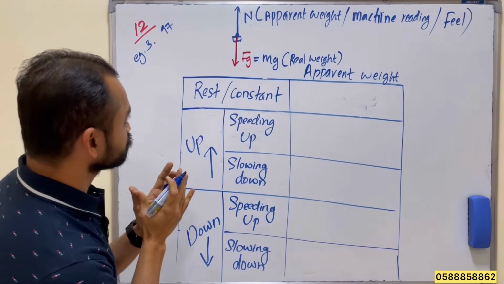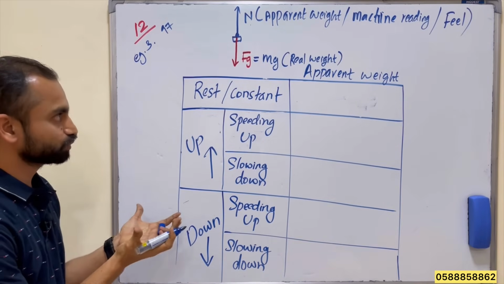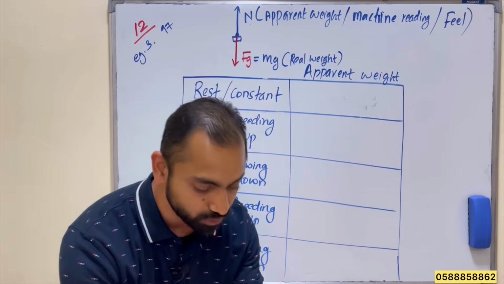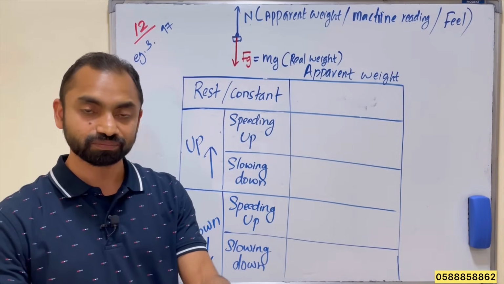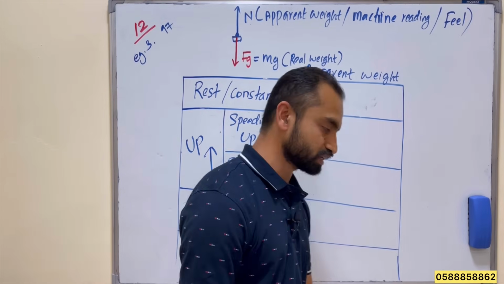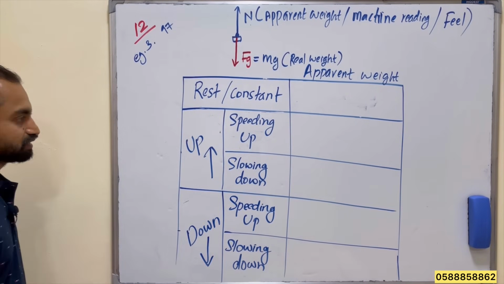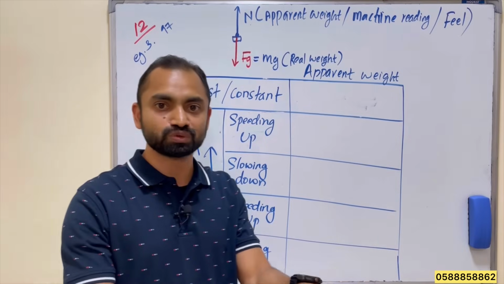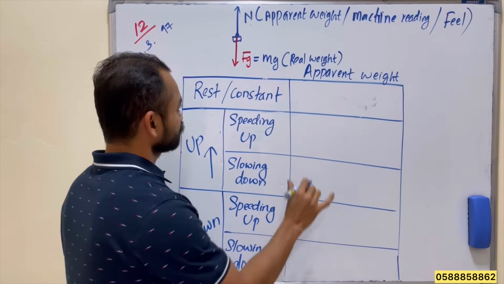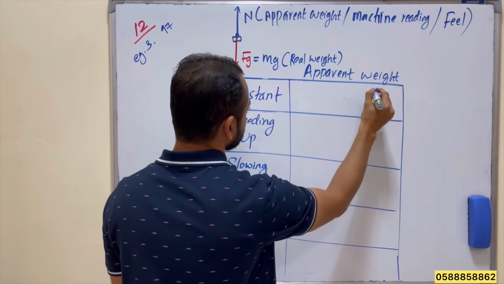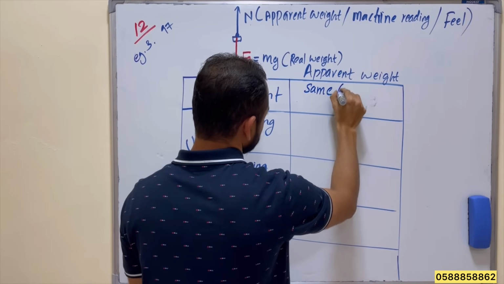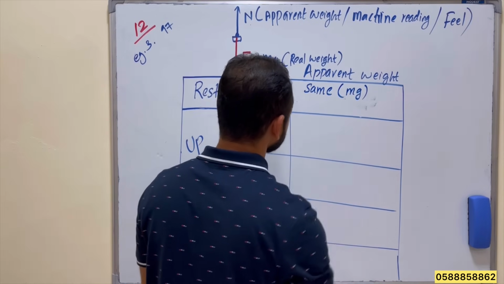Okay, so we will check when the real weight is equal to the apparent weight and when the real weight is not equal to the apparent weight. To check that, you take that scale to the elevator, you keep the scale on the elevator and you stand on it. Number one, the elevator is at rest, it's not moving. If the elevator is at rest, then your apparent weight and your actual weight, real weight, will be the same. Means apparent weight is equal to mg if the elevator is at rest.